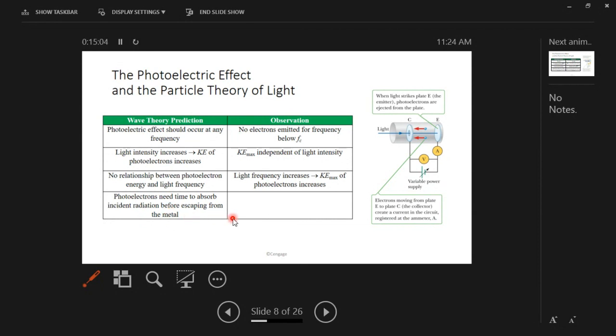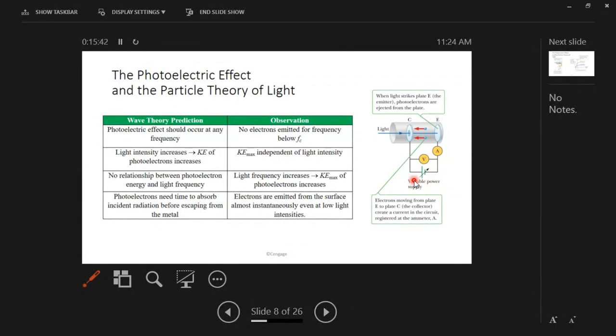But experiments showed that even for very, very low intensities, as long as the frequency was above the cutoff frequency, once you started the experiment, almost immediately, these photoelectrons are ejected. So four predictions that wave theory had, none of them were confirmed in the experiment. That tells us that the classical view of wave probably is not the best way to describe this experiment.